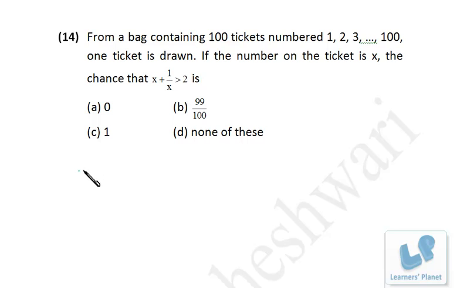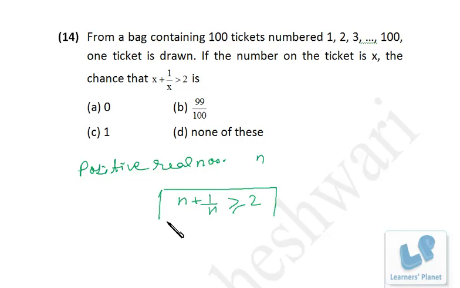So if we have positive real numbers, I'm talking about, right? Suppose x, or maybe I take n is a positive real number, then n plus 1 by n will always be greater than or equal to 2, right? That's a very, very important property of positive real numbers, right? So if n is any positive number, n plus its reciprocal, that's 1 by n, will always be greater than or equal to 2.